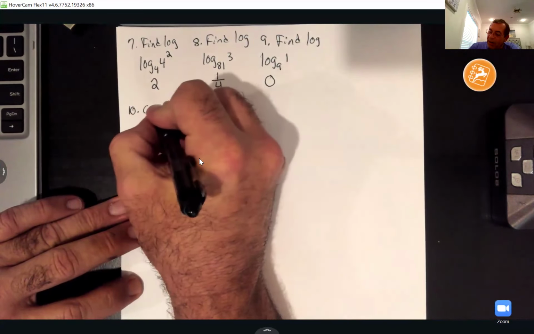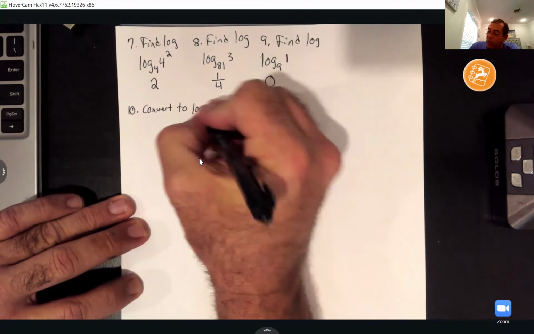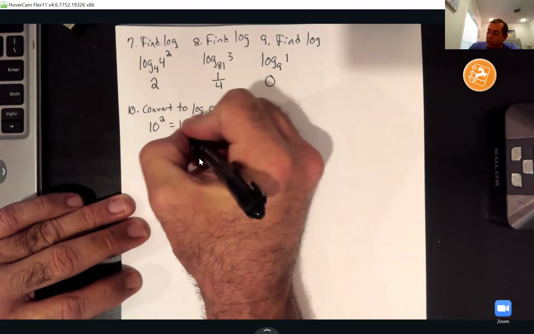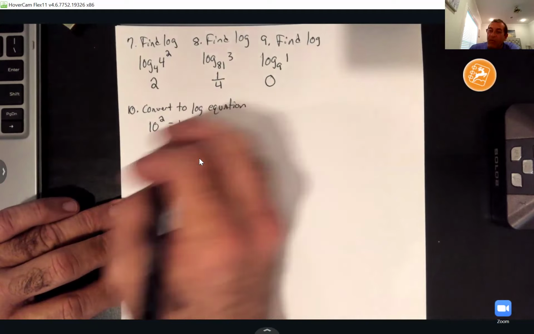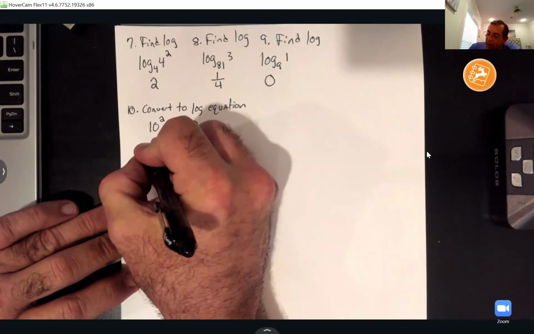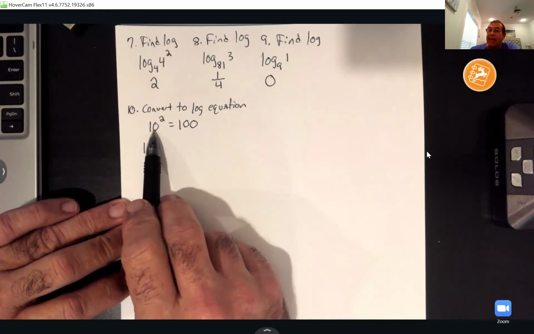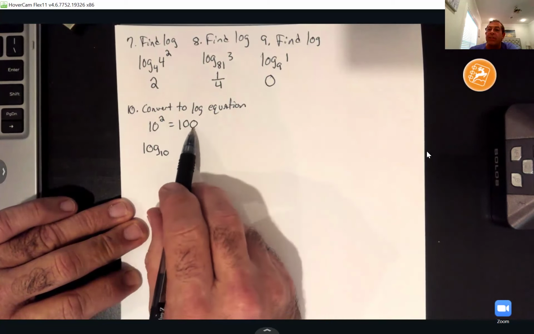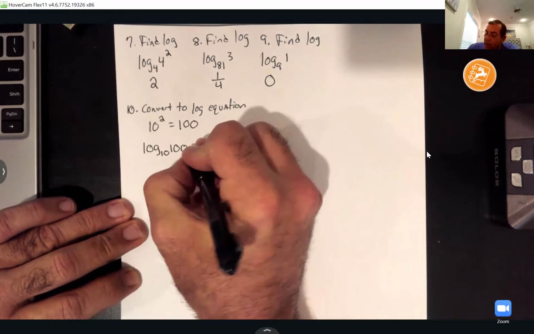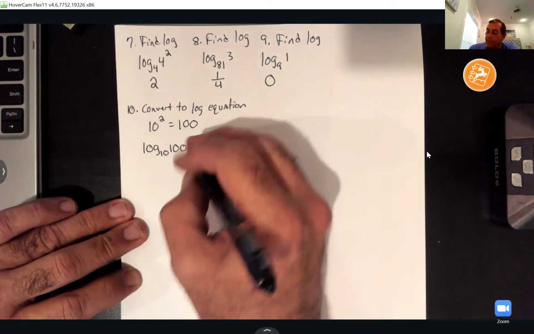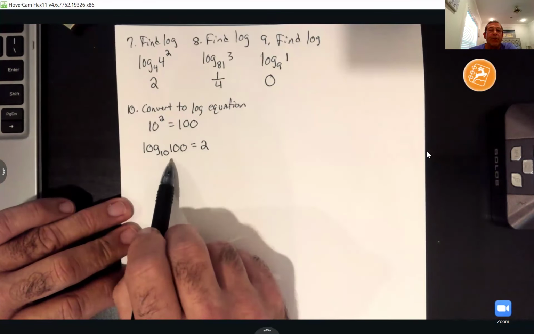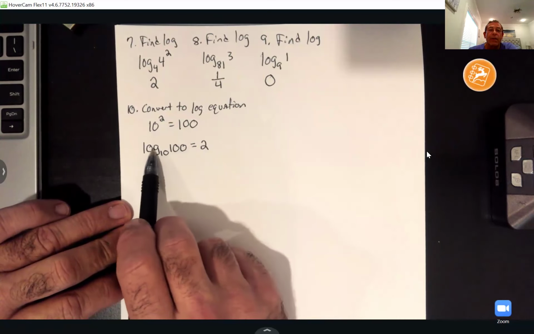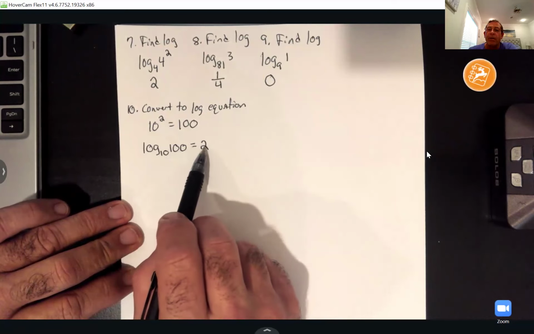All right, 10 wants me to convert to a logarithmic equation. They're giving me 10 squared equals 100. So this is the one where I had to rewrite it using logs. So I would write my log. The base of the log is the same thing as the base of the exponential. So this is going to be a base 10. The result goes next, which is the 100. And that'll equal the exponent of a 2. Okay, so remember, the bases are the same. The base of the exponential is the same as the base of the log. On the log, you then write the result, because the log base 10 of 100 is an exponent of 2. Okay?